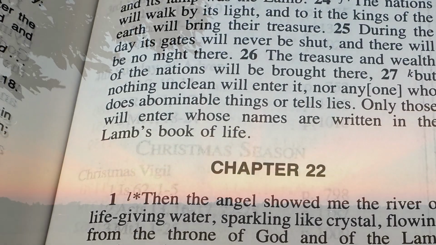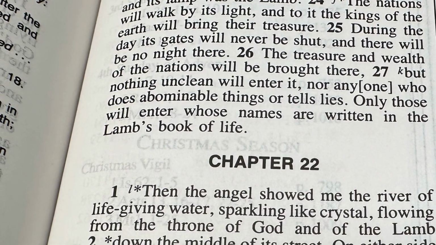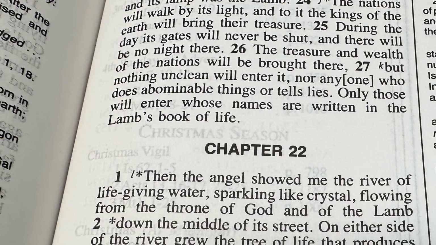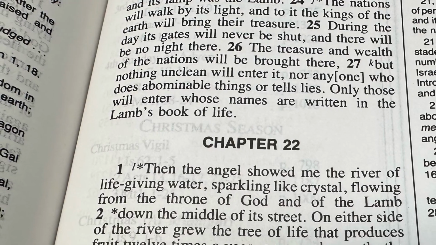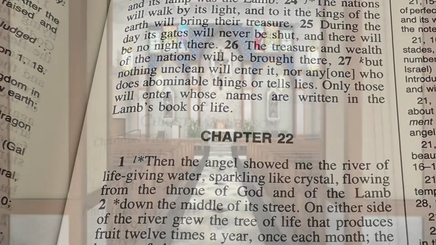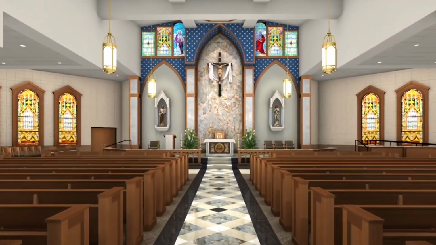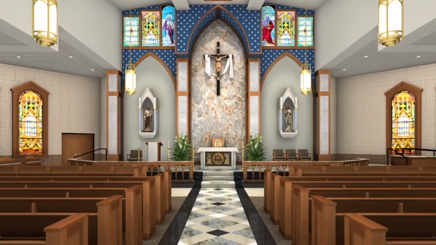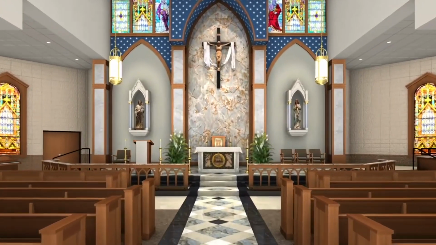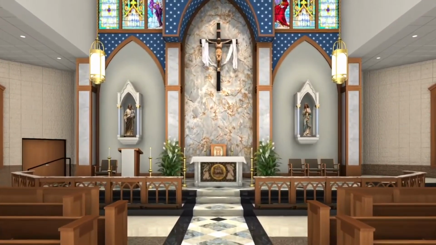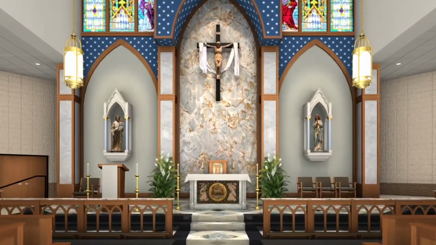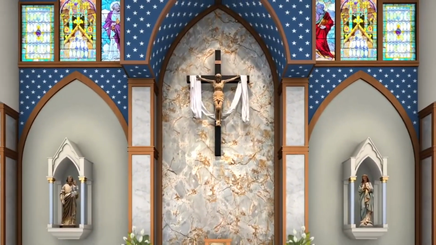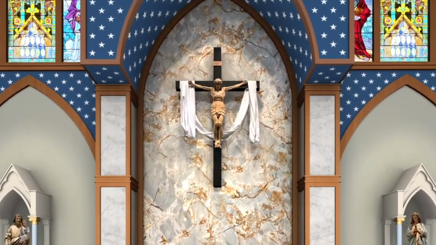The book of Revelation is the last book in the Bible, and this is the last chapter in that book. And it says this: "Then the angel showed me the river of life-giving water, sparkling like crystal, flowing from the throne of God and from the Lamb, down the middle of its street." And so the center aisle of the church is meant to look like life-giving water, sparkling like crystal, flowing down from the throne of God and from the Lamb. So of course the Lamb of God is Jesus on the cross, and his sacrifice is made present at every Mass on the altar. And so from that sacrifice, it flows down to the center of the church. That's why Catholic churches always feature prominently Jesus on the cross.